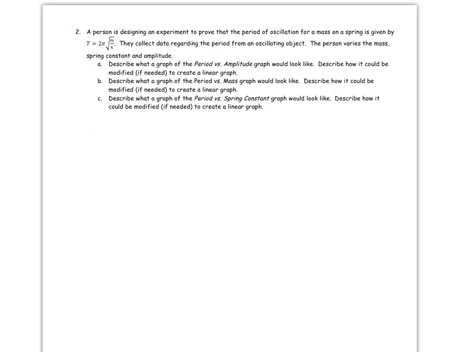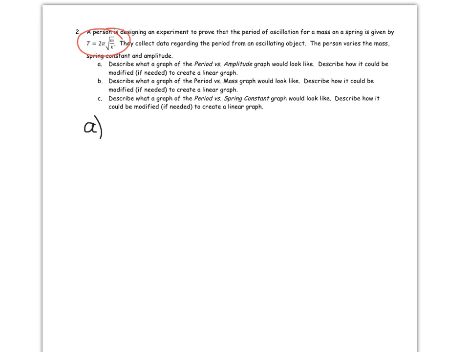Alright, so for this next one, we have a person designing an experiment to prove the relationship, or the equation, for a mass oscillating on a spring given by this equation here that we've been using. They're going to collect data regarding the period for an oscillating object, vary a bunch of things, and ultimately create some graphs. And we want to know what these graphs would look like.